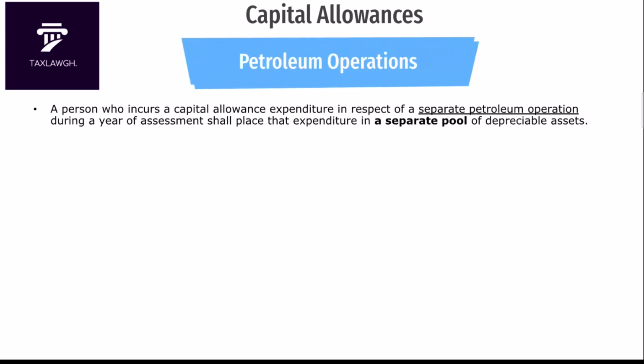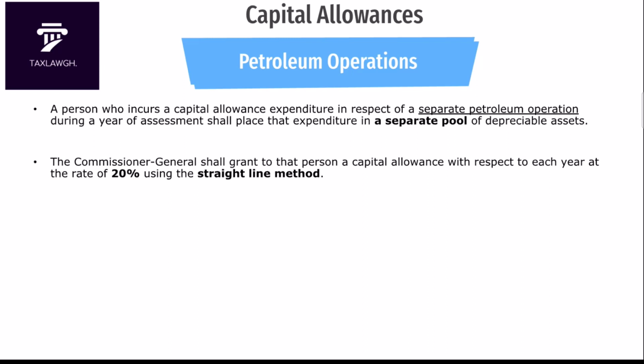For petroleum operations, the key thing to remember is that a person who incurs a capital allowance expenditure in respect of a separate petroleum operation during a year of assessment is required to place the expenditure in a separate pool of depreciable assets. So put the expenditure in a separate pool. You're not going to follow the whole class 1, class 2, class 3, class 4, class 5. No. Create a separate pool and put all your expenditure in that single pool. And then the Commissioner General will grant the person capital allowance with respect to each year of assessment at the rate of 20% using the straight line method. Remember this 20% straight line method.